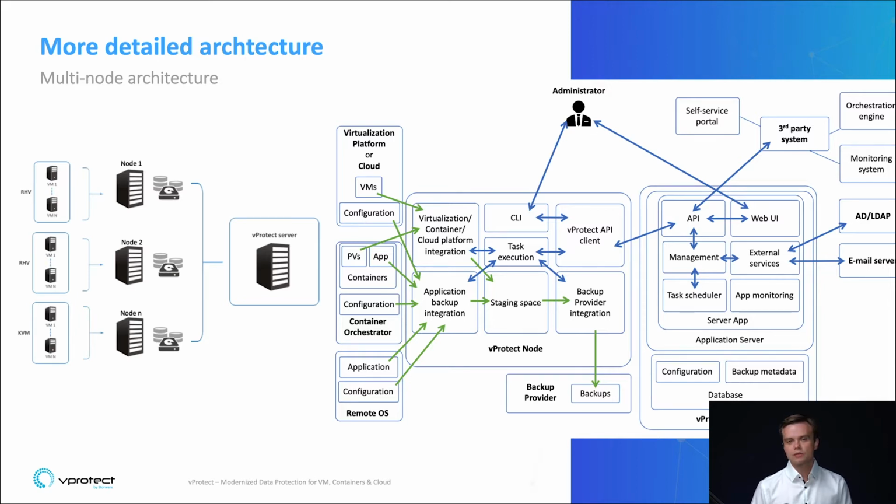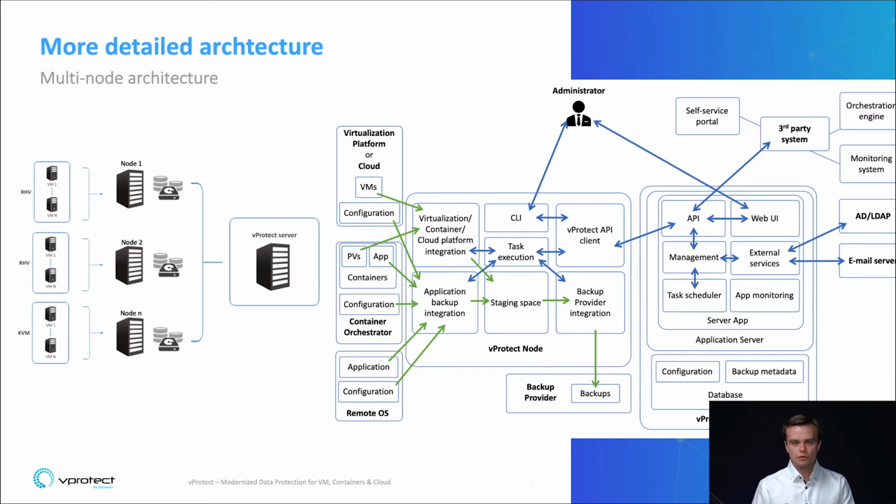vProtect Server is mostly responsible for keeping metadata and handling general management tasks. So you can schedule all of the tasks within a single pane of glass, within a single console, or using the REST API. Behind the scenes, this REST API is actually the central point for connectivity. You can integrate external software, but we also internally use the same set of API calls on our vProtect server to collect necessary configuration data or store backup metadata.